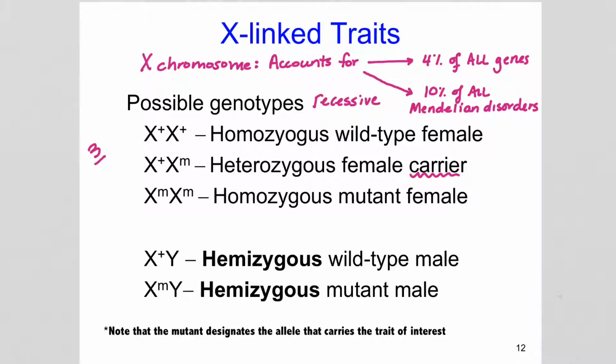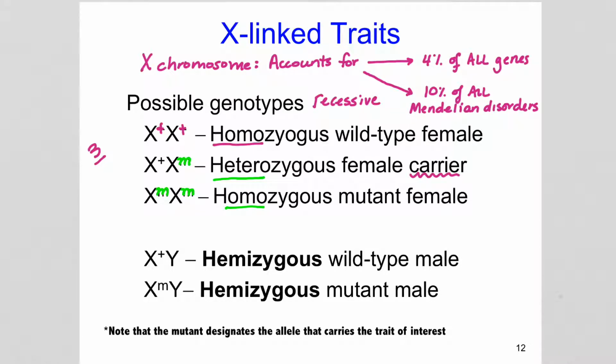So if she has 2 of the normal functioning alleles, we refer to this as homozygous, because it's the same, and wild type female. If she has 1 mutant allele, we refer to her as heterozygous, and therefore she's a carrier. Finally, there's a possibility that because there are 2 X chromosomes, she has 2 of these mutant copies. And in that case, we use the term homozygous, and then we would state mutant female.